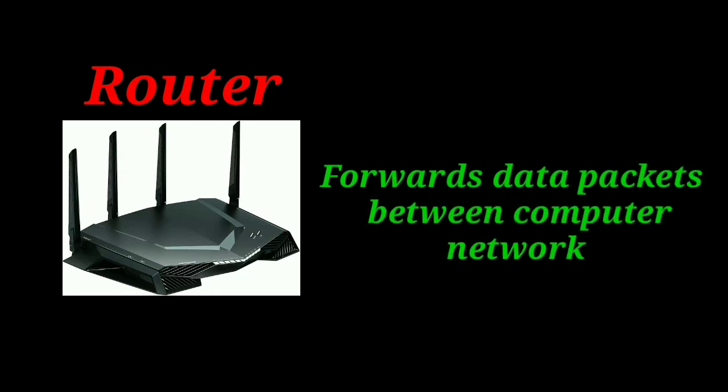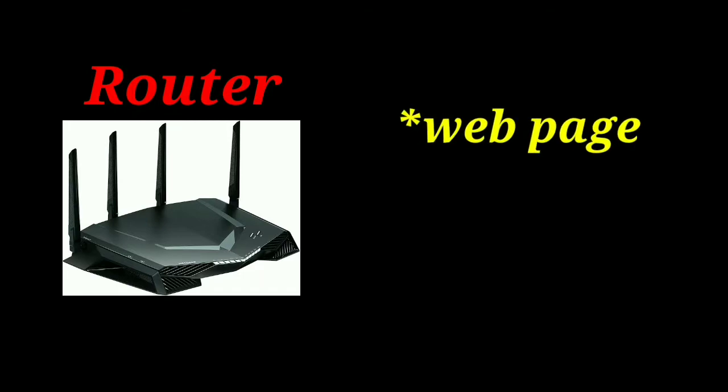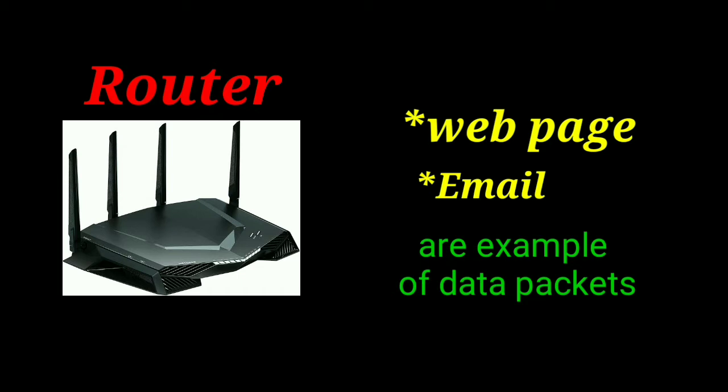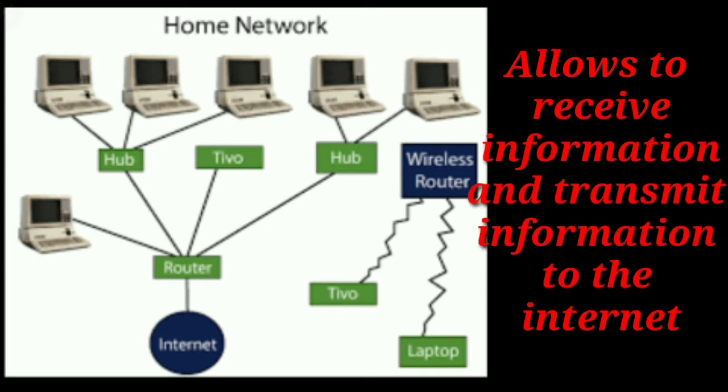Routers. It is a networking device that forwards data packets between computer networks. Routers perform the traffic directing functions on the internet. Data sent through the internet, such as a web page or email, is in the form of data packets. Then, the use of the routers was, wireless routers connect directly to a modem by a cable. This allows it to receive information and transmit information from the internet.